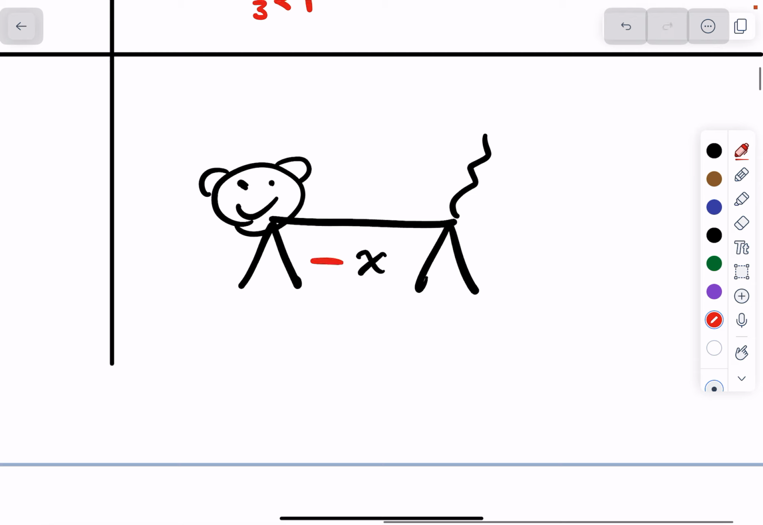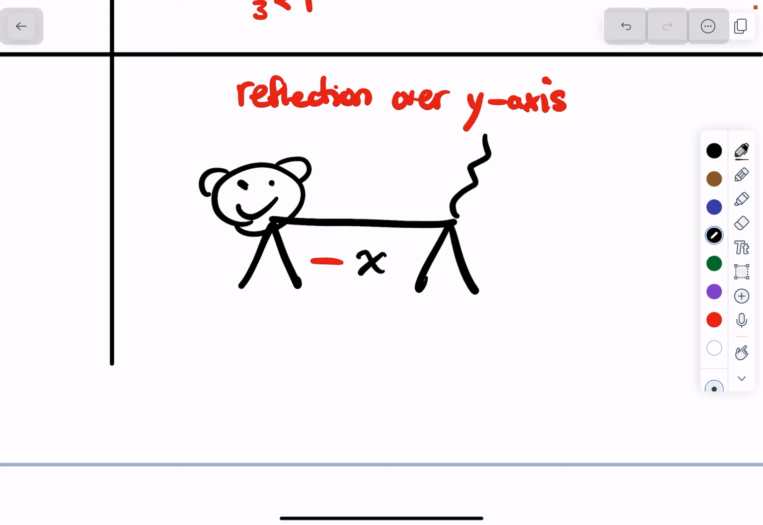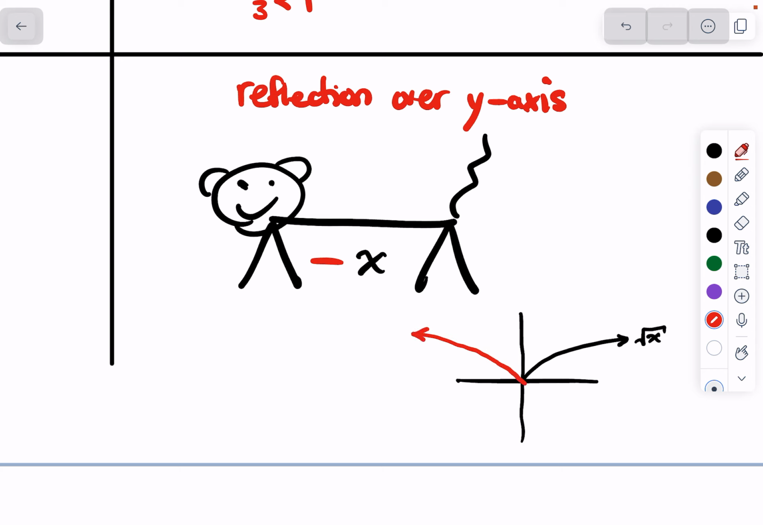And last one, put a negative in there. This creates a reflection over the y-axis. Now, for a parabola, you can't actually see that, right? If I were to take a U-shape and flip it over on both sides, it actually stays the same. So in order to see this kind of transformation, it would be better to use the square root of x. You can actually see that, because then it's very clear. It's going to flip over and create this red graph. So this would be the graph of square root of negative x.